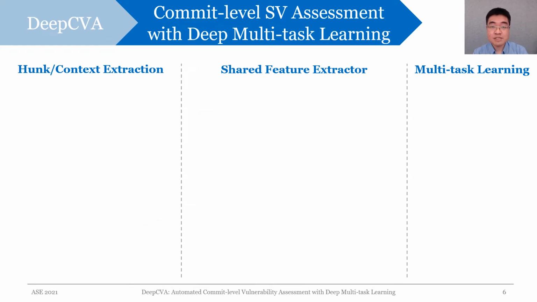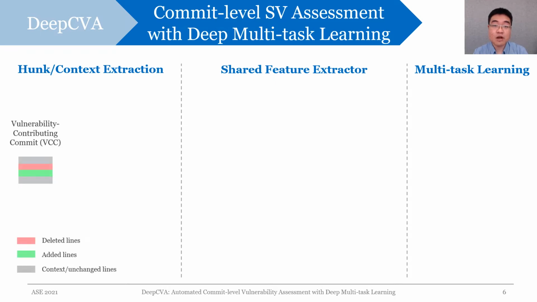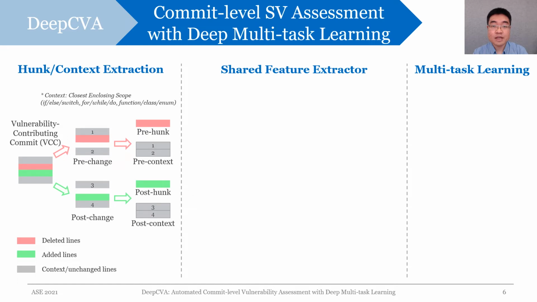Firstly, to enable assessment right after vulnerable code is added, DeepCVA accepts input from vulnerability contributing commits, or commits that contain vulnerable changes. A VCC, like any other commit, contains hunks with both deleted and added lines, as well as unchanged lines. As recommended in the literature, we treat deleted lines and added lines separately. We also incorporate the respective context of the changed lines. Here we adopt the closest enclosing scope, like if, else, for, while, do as context, and it gives a decent trade-off between size and relevance of context.